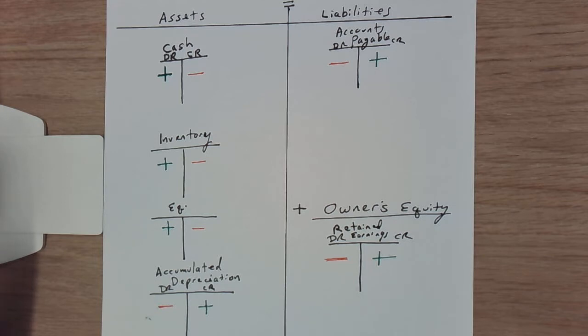Now we're going to look at the income statement accounts. These are more like a video. We're going to be looking at money coming in as revenue and money going out as expenses. And those accounts are going to need to be debited and credited just as well.